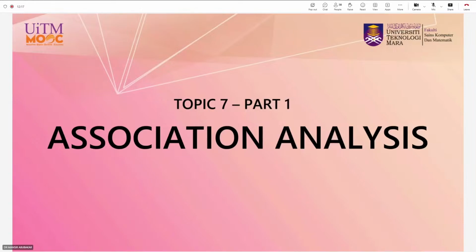Clusters. So today, inshallah, we are going to a new topic, that is association analysis. Association is also an unsupervised method like clustering. We're trying to find the correlation or the relationship between data items that are in the data set.